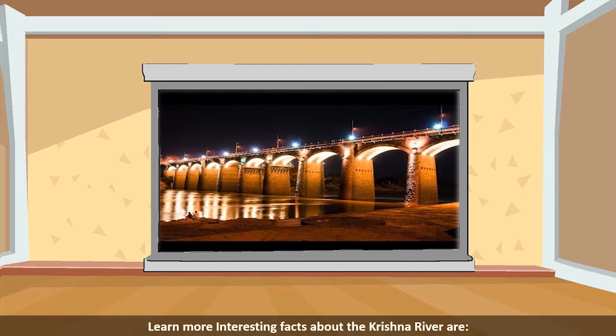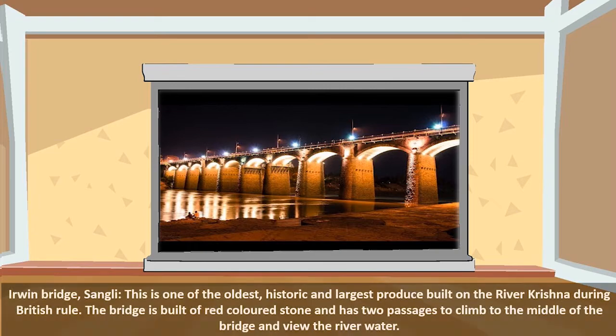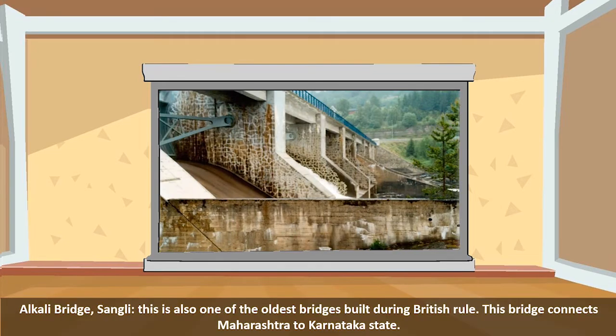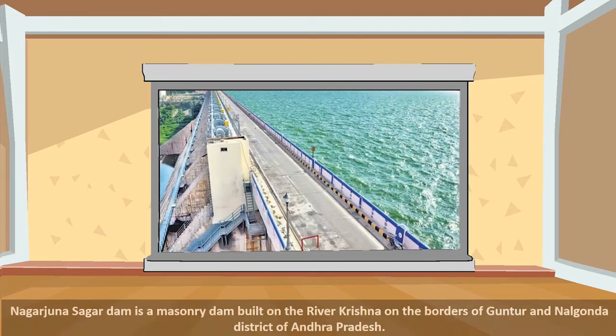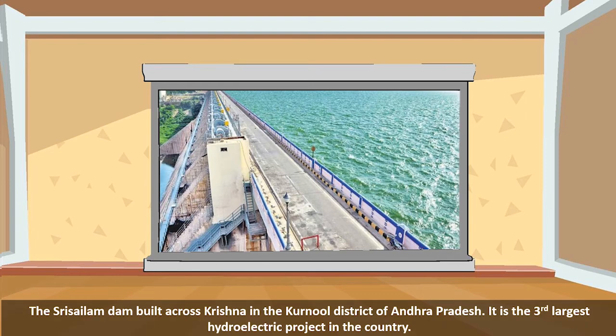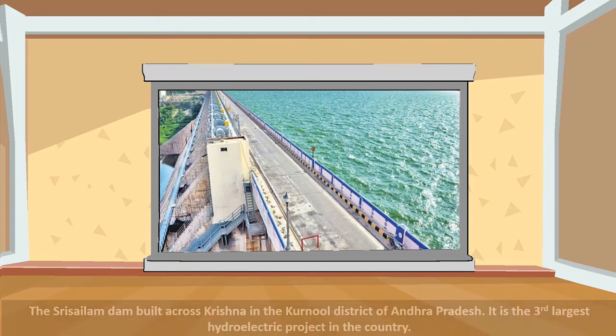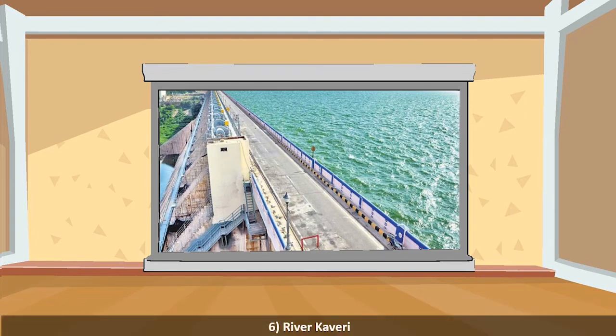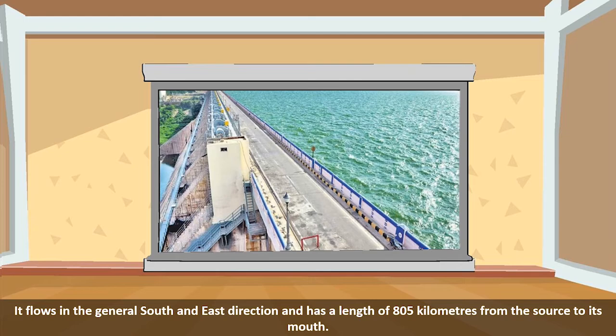The Irwin Bridge in Sangli was built on the Krishna River by the British government. It is one of the oldest, largest and historic bridges. The bridge is built with 2 passages which help to climb the middle of the bridge and enjoy the view of the river water. The Ankali Bridge in Sangli was also built in the British era. It is one of the oldest bridges that connects Maharashtra and Karnataka.